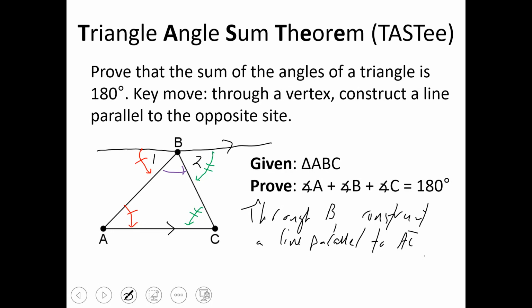And that's it. You construct the parallel, you get equal alternate interior angles. You notice that you have a linear triple, and then you just substitute and you get your result. That's it. That's all there is to it.